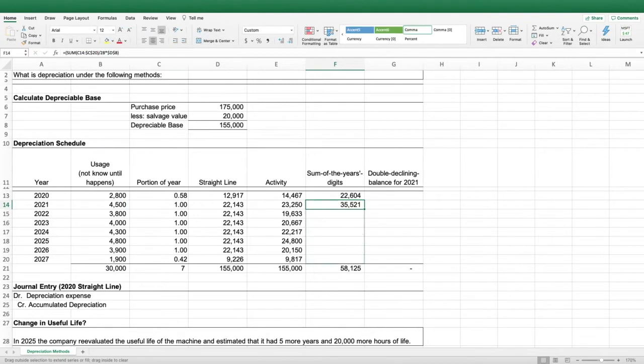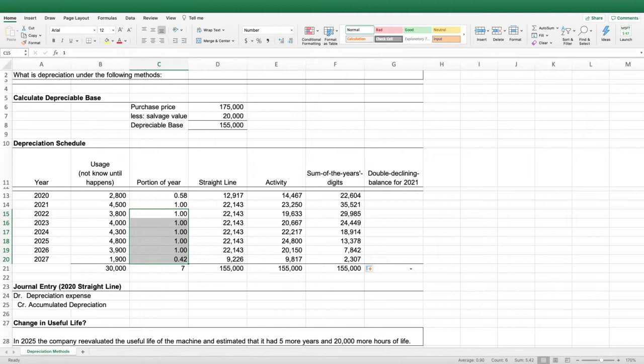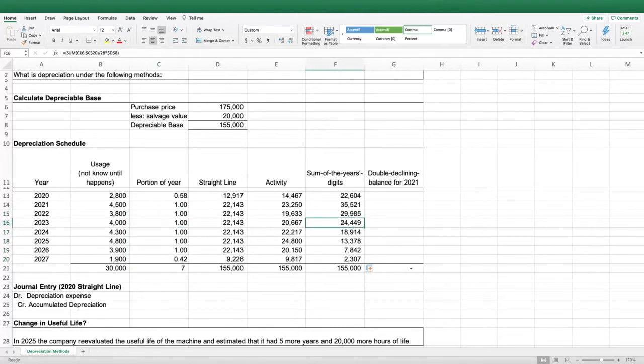If I drag that down, this should work. The formula should work, and it does. So all I did was figure out what's the remaining number of years. That is my numerator. My denominator is 28, and then I multiply that times the depreciable base every year. So that is the calculation there. The remaining life at the beginning of the year divided by 28, which is the sum of my year's digits, multiplied by 155 gives me my depreciation amount. In total, I want $155,000 of depreciation. Okay, so that's sum of the year's digits.